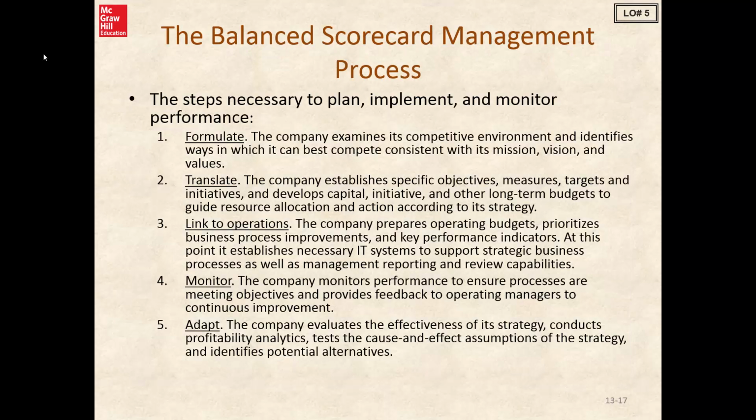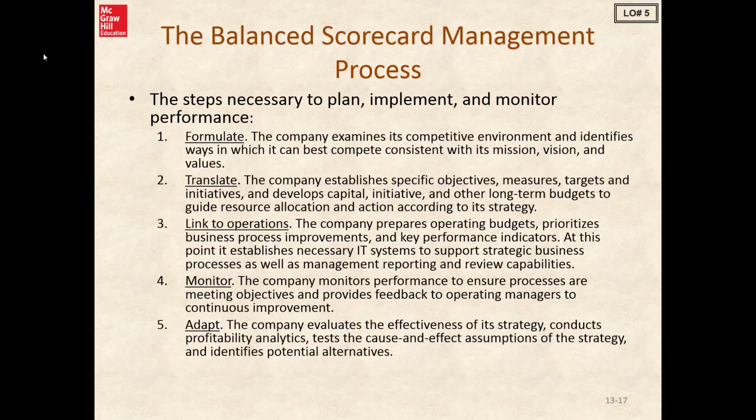The balanced scorecard management process. The steps necessary to plan, implement, and monitor performance are: 1. Formulate. The company examines its competitive environment and identifies ways in which it can best compete consistent with its mission, vision, and values. 2. Translate. The company establishes specific objectives, measures, targets, and initiatives, and develops capital initiatives and long-term budgets to guide resource allocation and action according to its strategy.